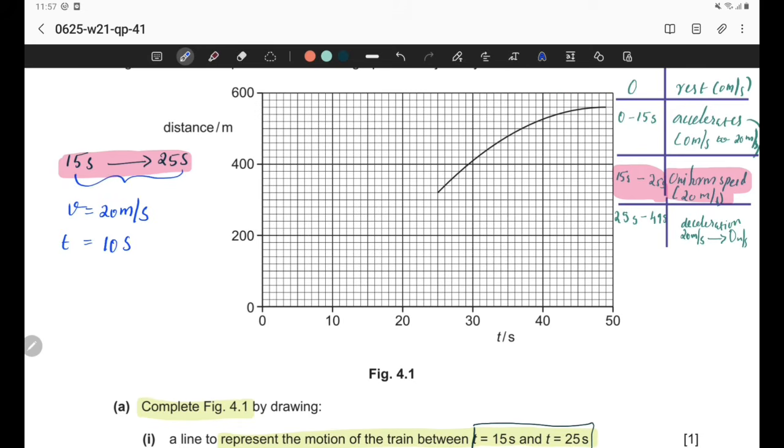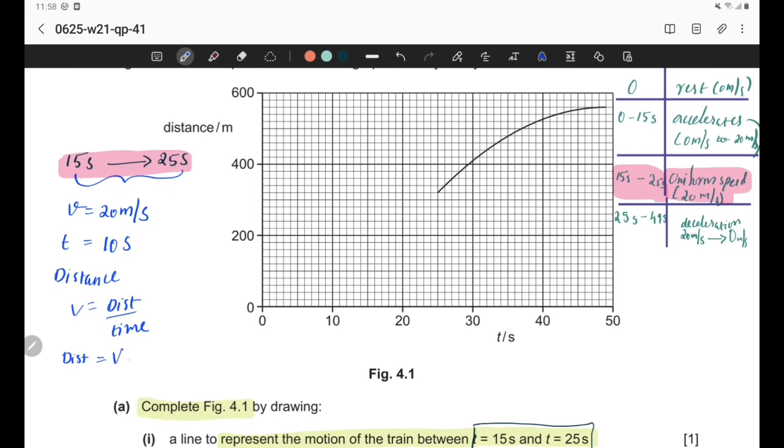So we can even calculate the distance covered using the equation. Speed is equal to distance over time, where we have the speed but not the distance, so we can calculate the distance covered by the train during this time interval by rearranging the same equation and making distance the subject.